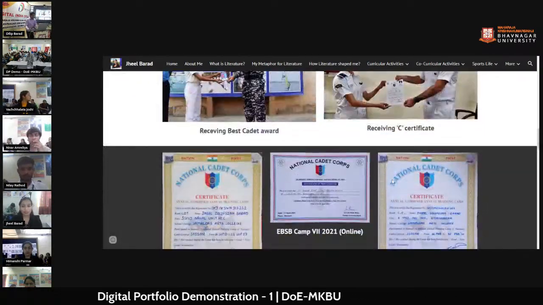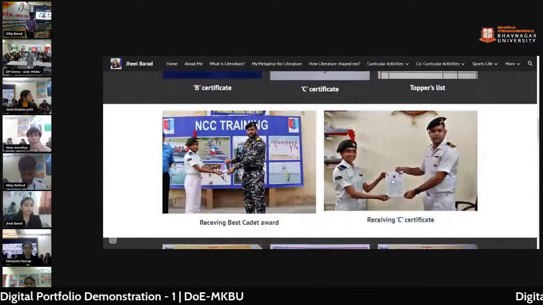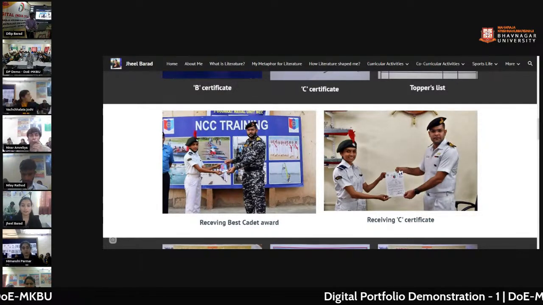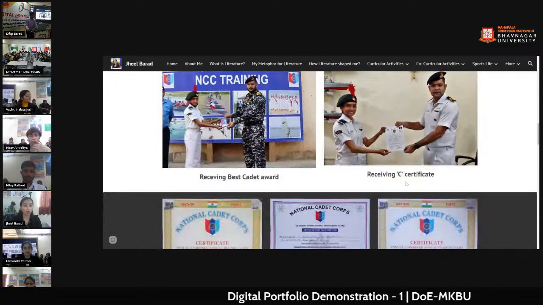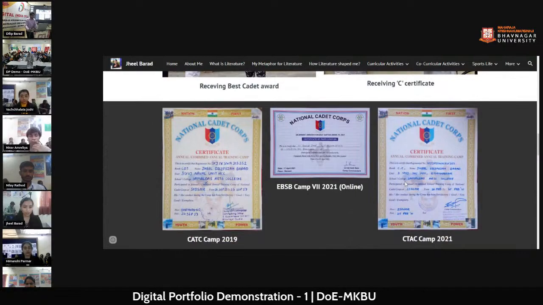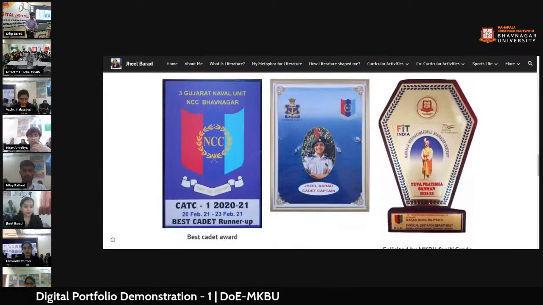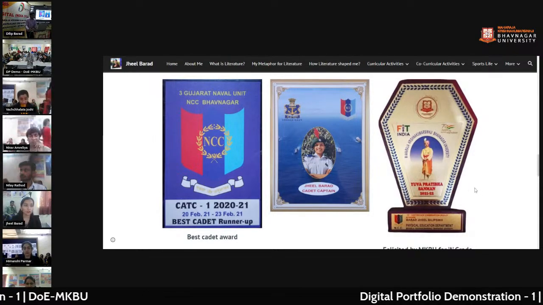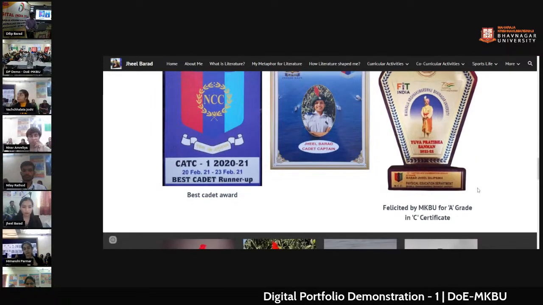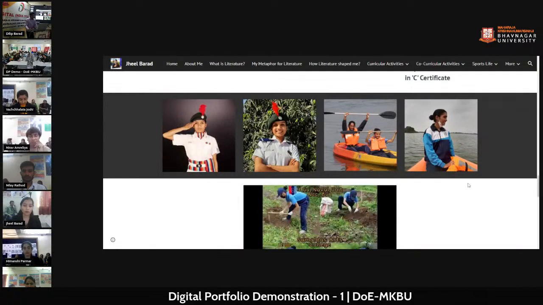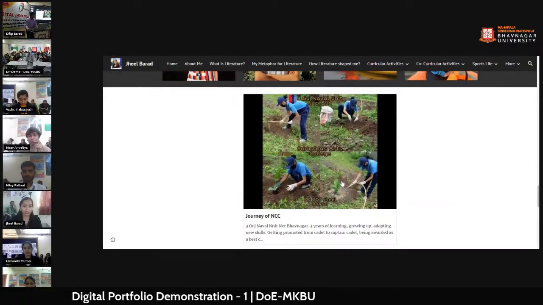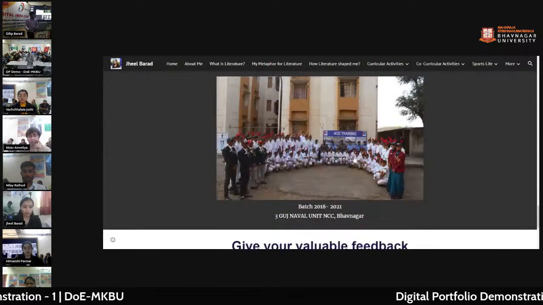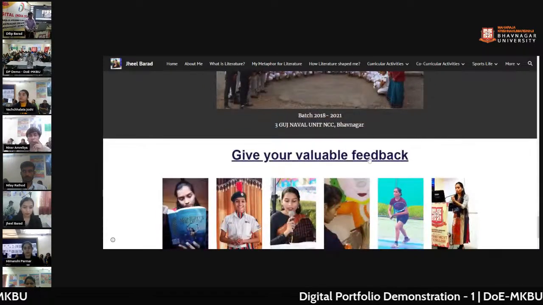These are some of my photographs. The photograph is of receiving the Best Cadet Award and receiving my C certificate as a topper. These are the certificates. This is the trophy for which I was felicitated in the Yuva Samman Mahotsav. These are some of the photos, and this is the video which shows the journey of my NCC on my YouTube channel. This is my NCC badge.